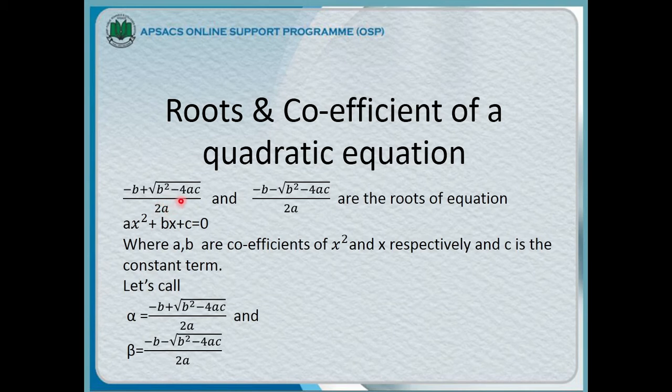And students, you can see that I have written these two values separately. I have written minus b with plus sign and under root b square minus 4ac upon 2a, and minus b with negative sign under the root b square minus 4ac upon 2a. These are the two separate values of x when we apply completing square method on this standard equation. Let's call these two values of x as alpha and beta. I have given the name alpha to the positive value of x, and I have given the name beta to the value with the negative sign. So alpha and beta are the roots of the quadratic equation.